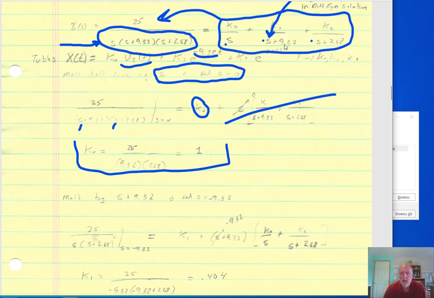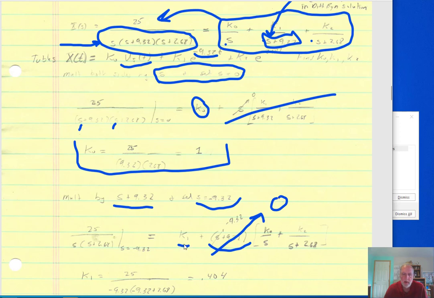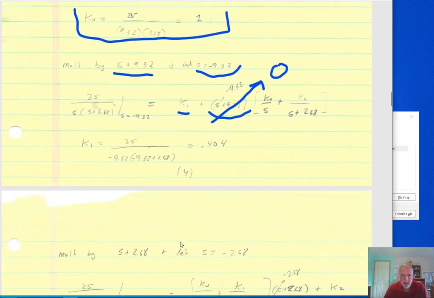How do you get this one here? Multiply both sides by the denominator and evaluate at the root. So we multiply by this, and then we set s equal to minus 9.32. How does that work? Okay, we multiplied both sides, so it cancels out here. So we just get k1 by itself, cancels out the term over here on the left, and then when we set s equal to minus 9.32, this gets knocked out, so it knocks out all of these terms on the right except for k1. And when we evaluate, we get this value for k1.